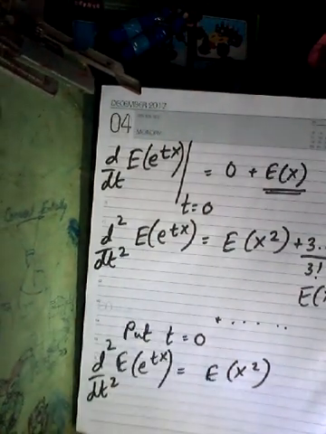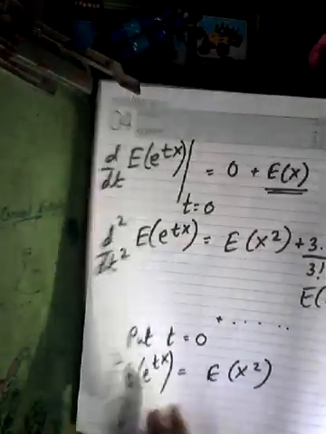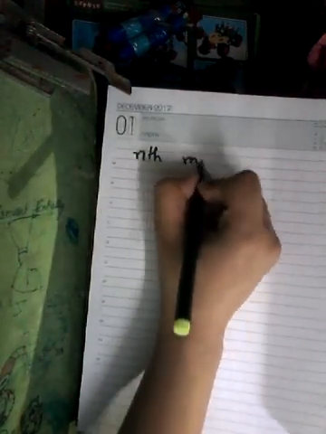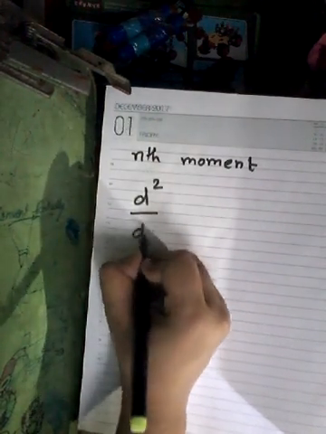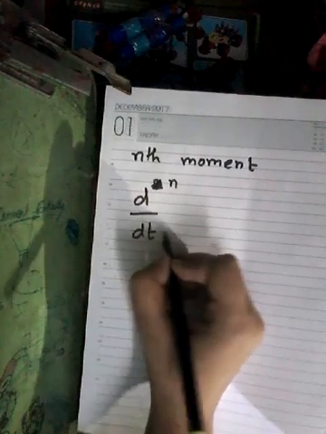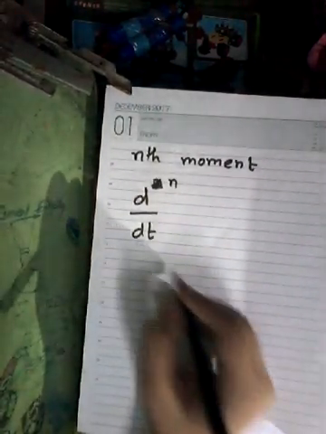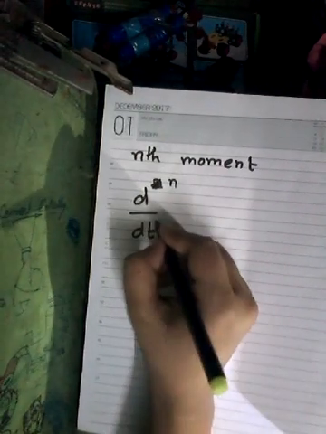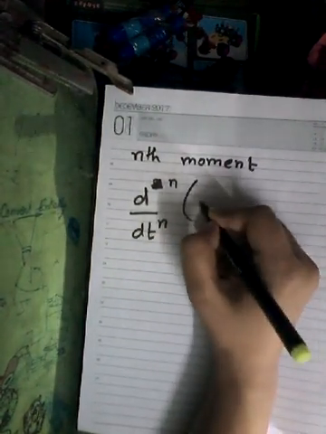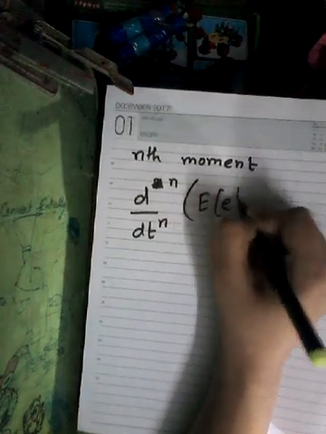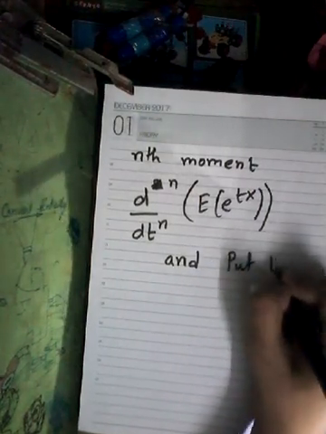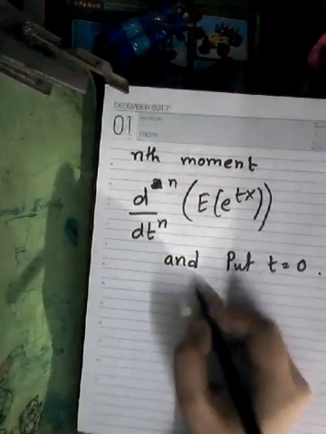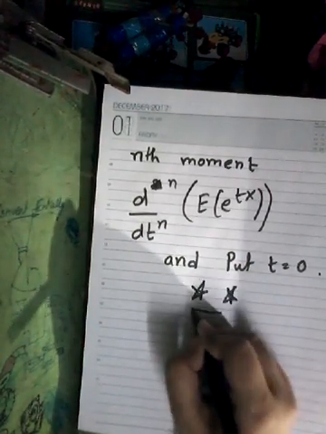So we spot a pattern here. The pattern is that to get the nth moment, we differentiate the moment generating function n times and we put t equal to 0. This will be the nth derivative of the MGF, which is written this way, and put t equals 0. Cool. So now we've done this.